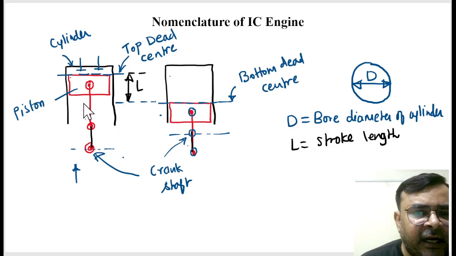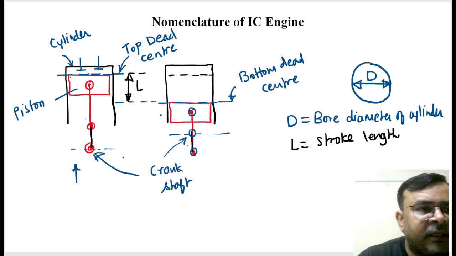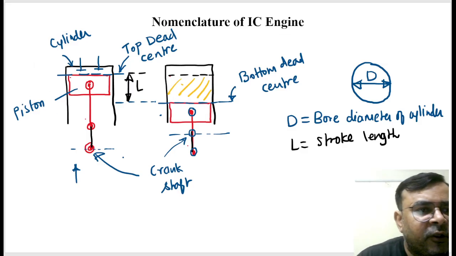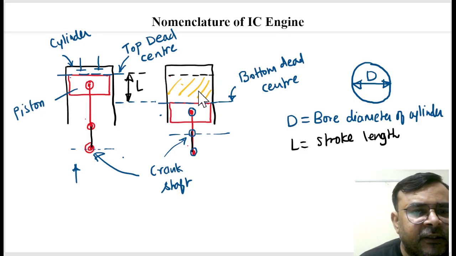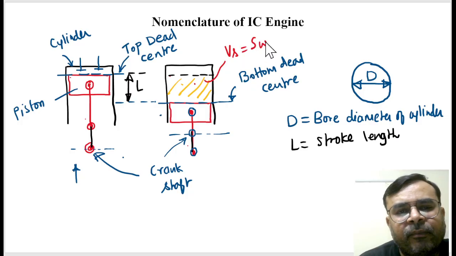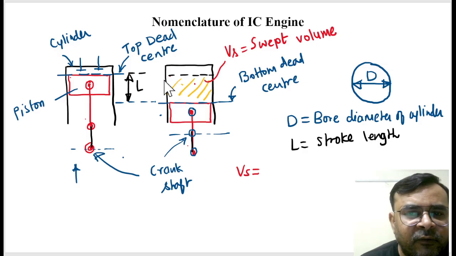Are you getting this? Whatever volume we have inside the cylinder in between top dead center and bottom dead center, this volume is called swept volume. Is it right? The volume inside the cylinder between the top dead center and bottom dead center is called Vs, the swept volume. Are you getting my point? So what is swept volume? If I write swept volume, then simply we need to find out the volume of the cylinder.